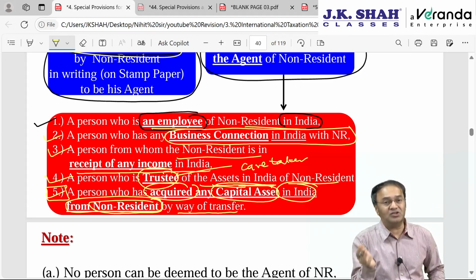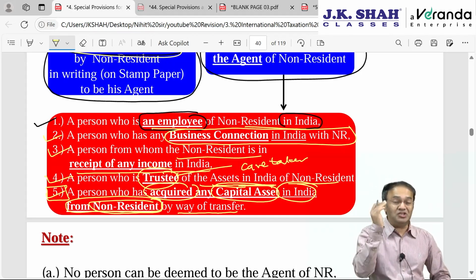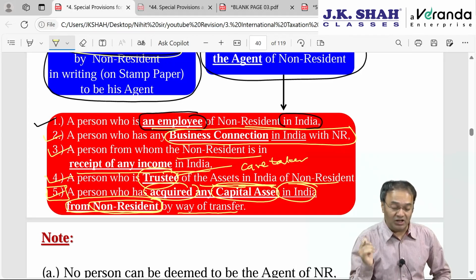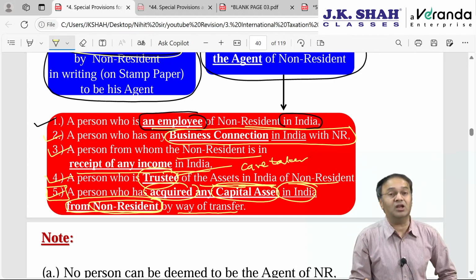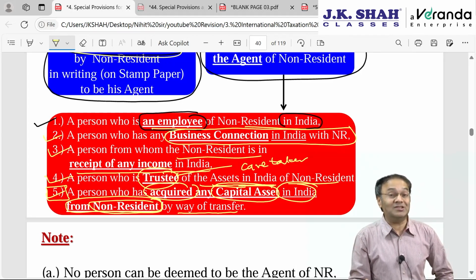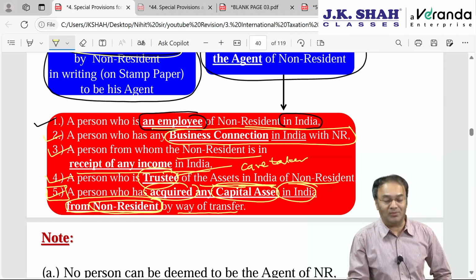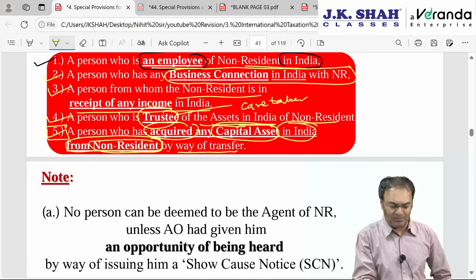But afterwards, if any proceeding is taken up in relation to any earlier year and any liability arises, and the non-resident has already left the country without appointing anybody as agent in writing, then you can be deemed to be the agent. This can create problems for you. Okay, and this has happened with many people.